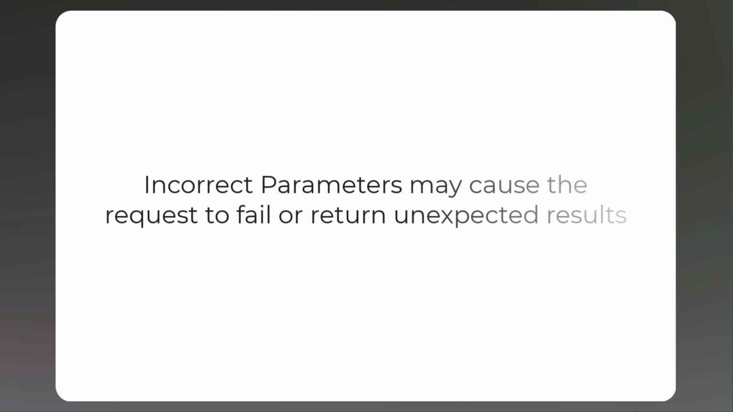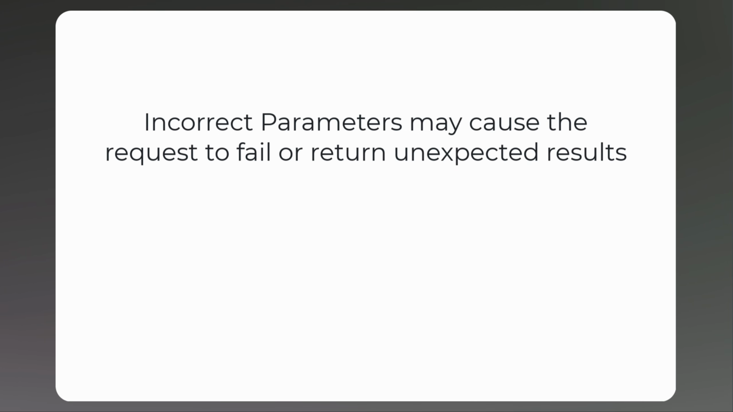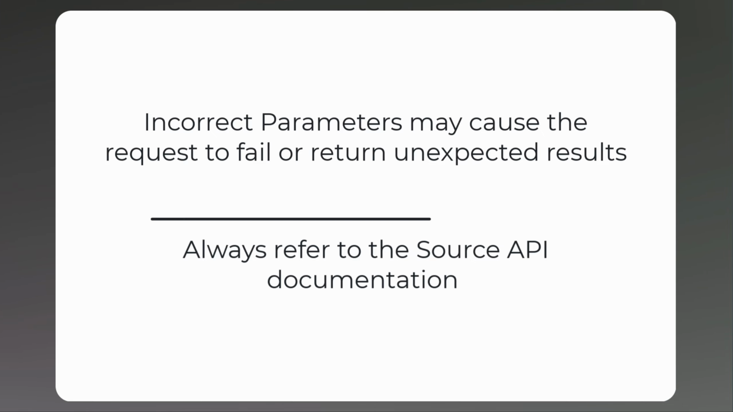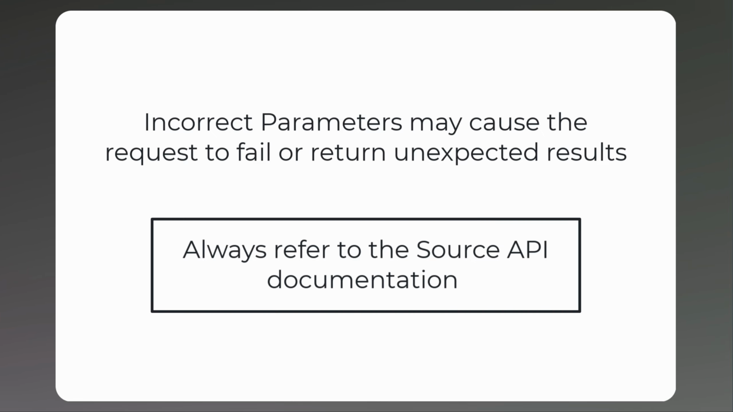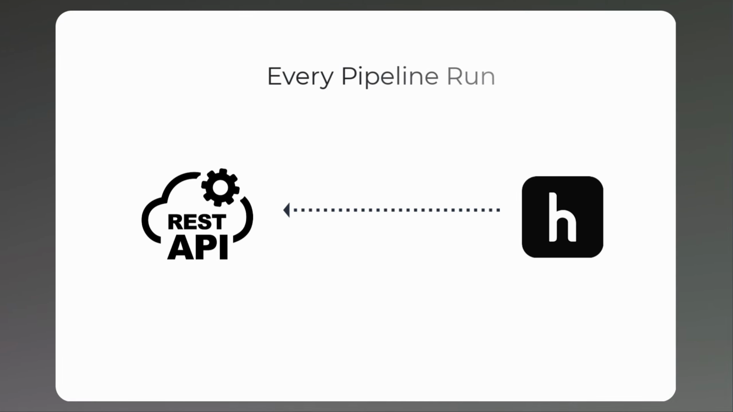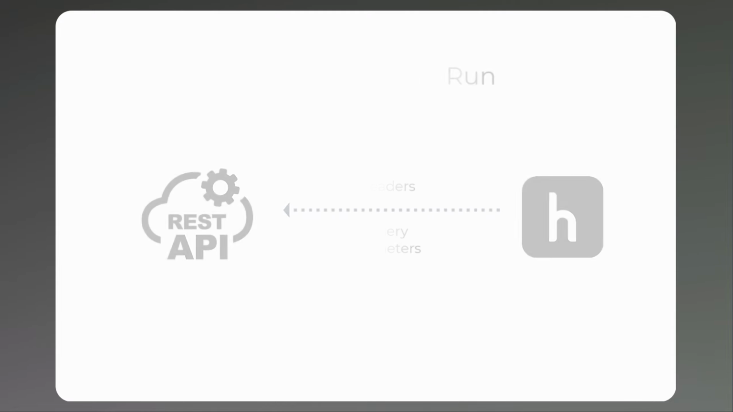Important point to note, incorrect parameters may cause the request to fail or return unexpected results. So always refer to the source API documentation when adding headers or query parameters. Once configured, Hevo applies these headers and query parameters to every pipeline run.